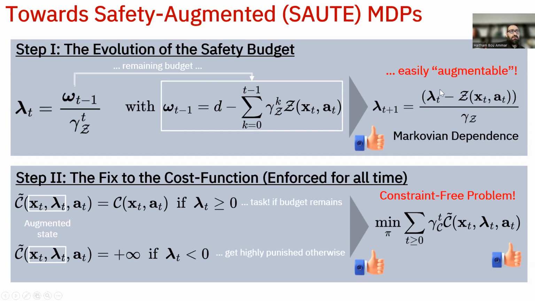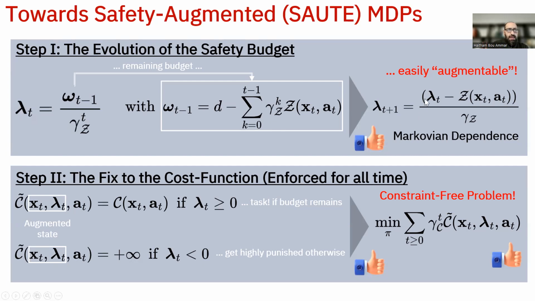So this is the safety state at time t, minus the cost at x_t, a_t, divided by gamma z. So what you can actually show is that lambda t plus 1, which is the evolution of the safety budget, is conditioned on information that is only t dependent. So here t plus 1, as you see, will depend only on t. It doesn't care about the history anymore, whatever your safety budget is, or whatever your safety constraint is.